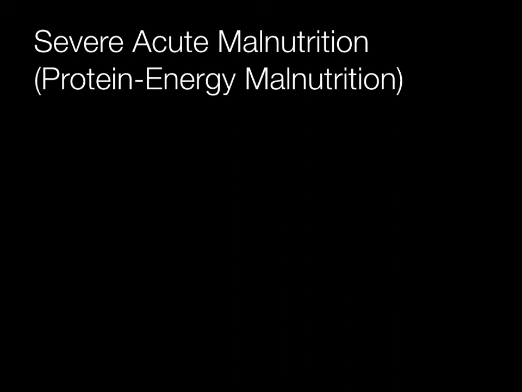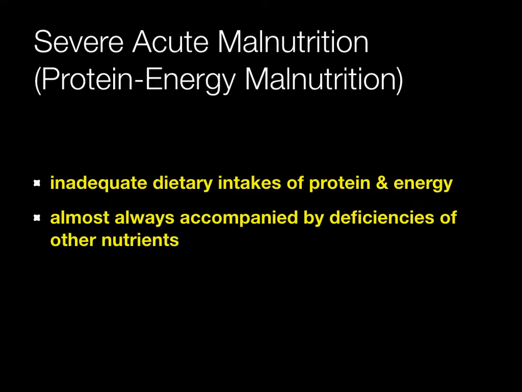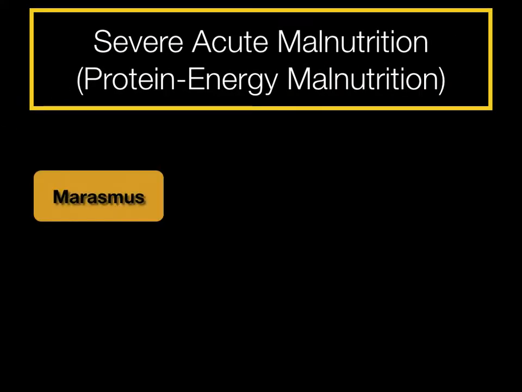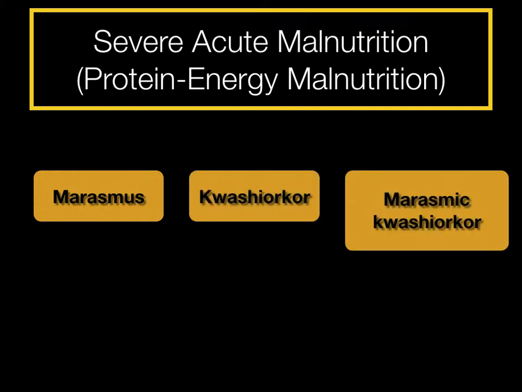For severe acute malnutrition or protein energy malnutrition, there is inadequate dietary intake of protein and energy. It is almost always accompanied by deficiencies of other nutrients. It can be in the form of marasmus, kwashiorkor, or marasmic kwashiorkor.